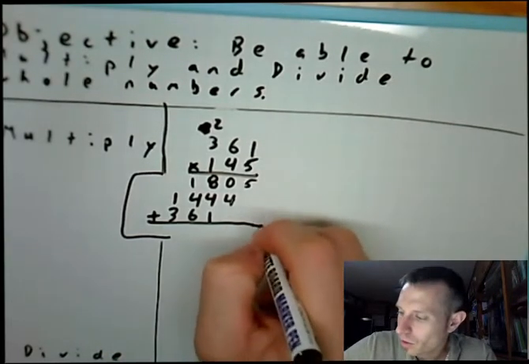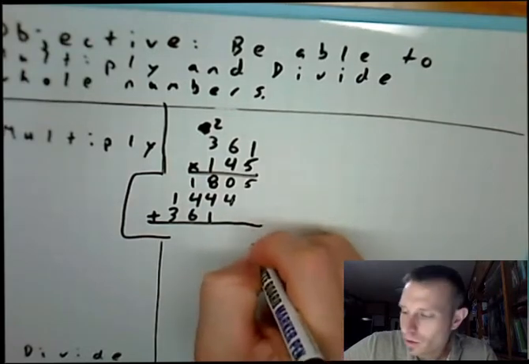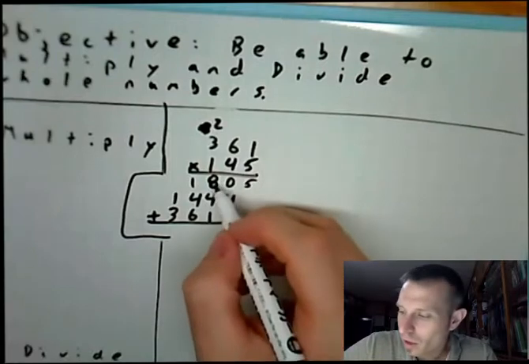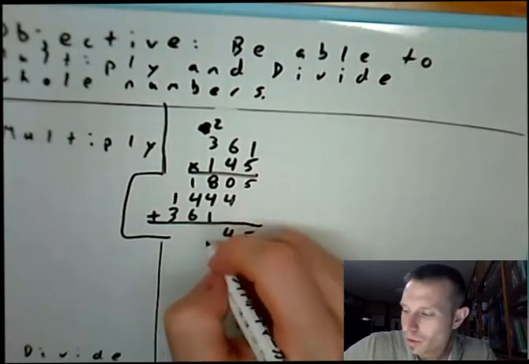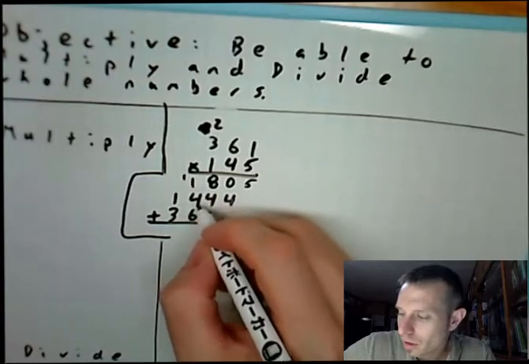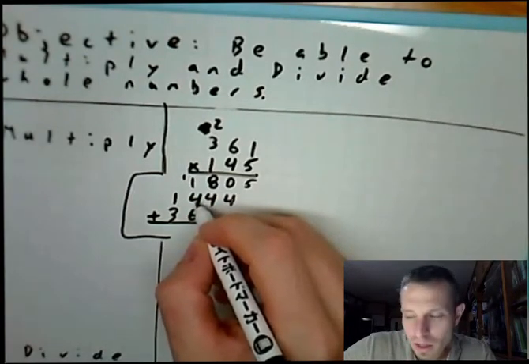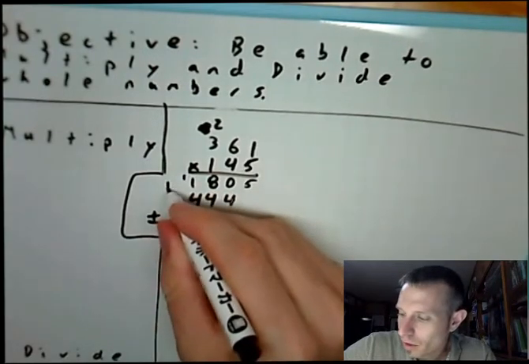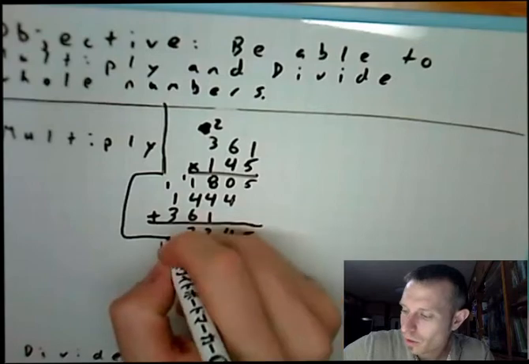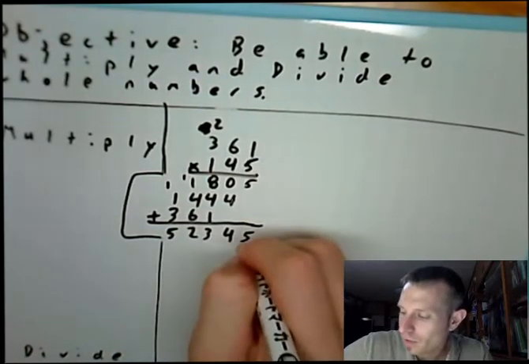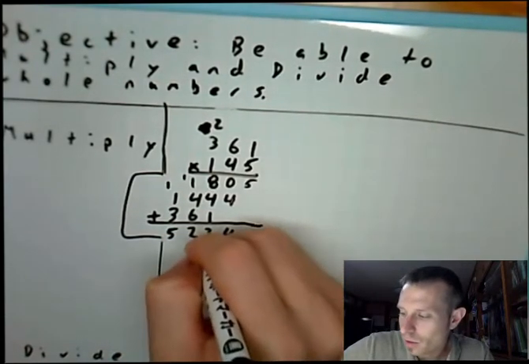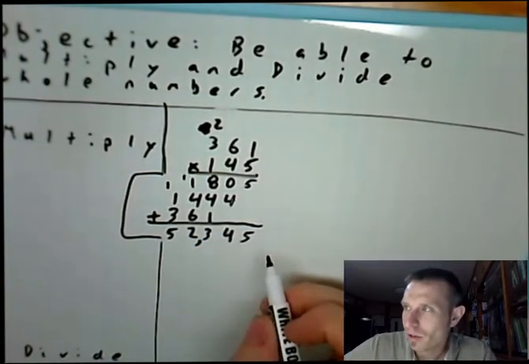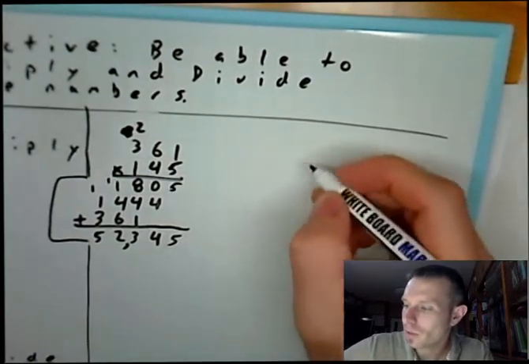5, we'll just carry that all the way down. Remember to keep it in its own column. 0 plus 4 is 4. 8 plus 4 is 12, plus 1 is 13. And then we have 6 plus 4 is 10, plus 1 is 11, plus 1 is 12. We'll carry that 1 here. And we have 3 plus 1 gives us 5. And so this is the ones, tens, hundreds. We'll put the comma here, and it's 52,345.